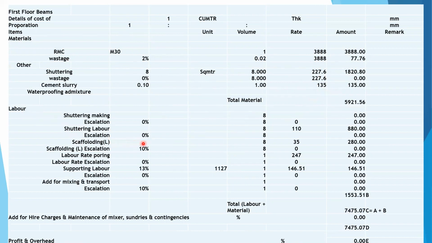Labor. Shuttering labor 8 square meter at the rate of 110 will be 880. Scaffolding 8 square meter at the rate of 35 will be 280. Concreting pouring will be 247. Supporting labor will be 146 rupees. So the labor cost will be 1553. So concreting of M30 for floor beams with materials and labor will be 7475.